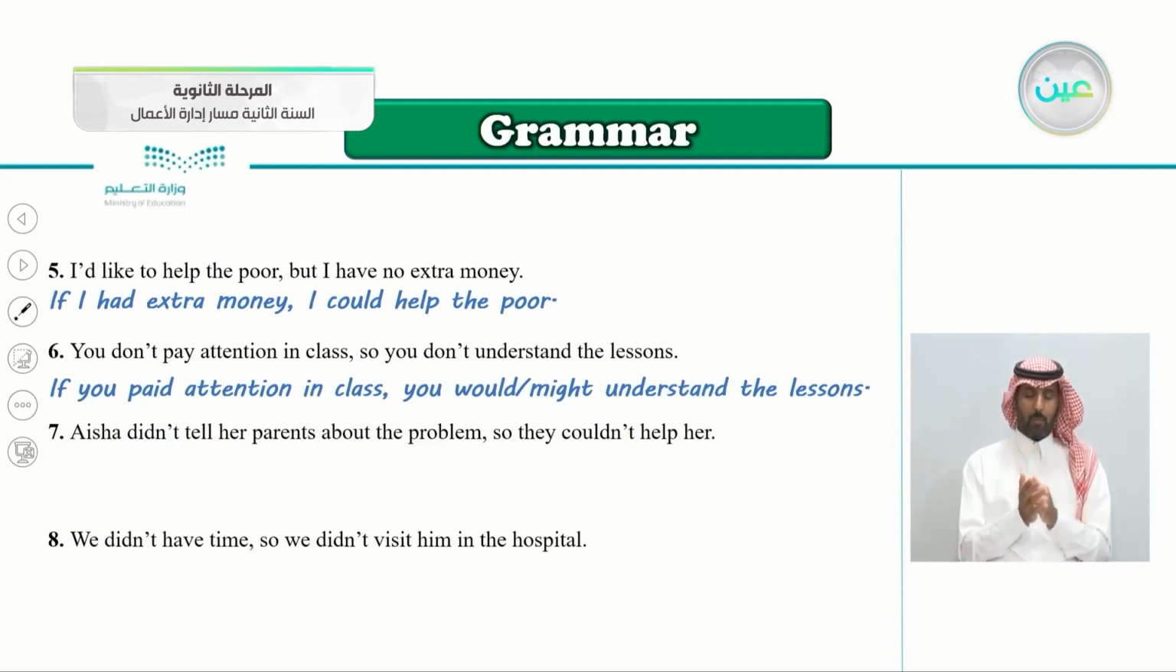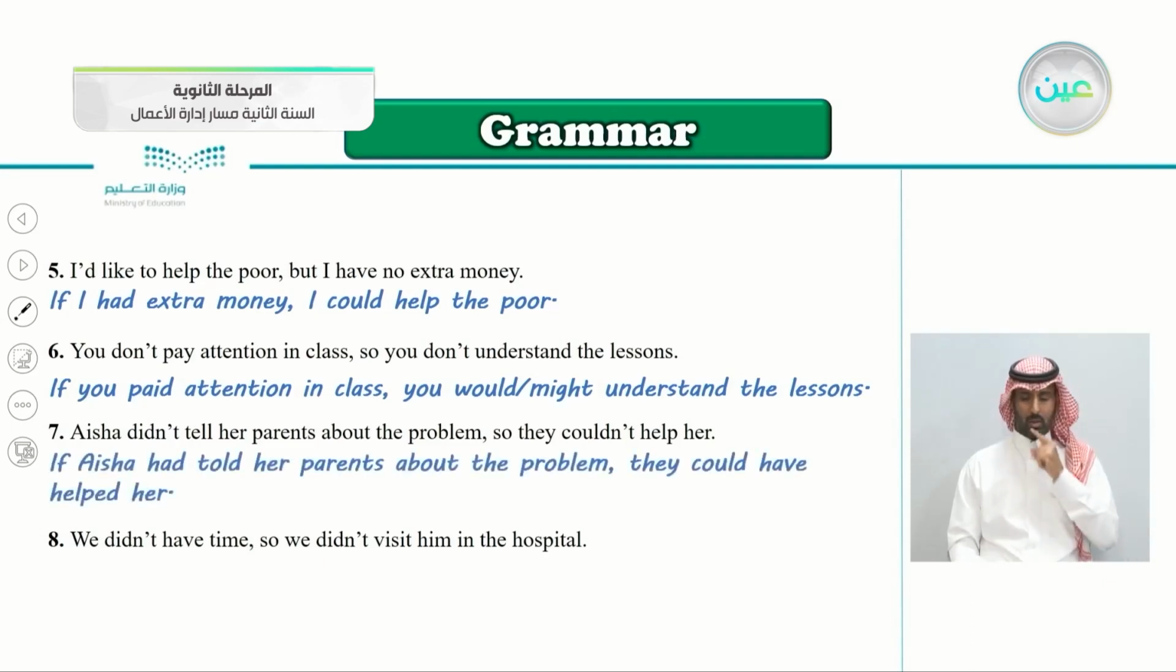Number 7, Aisha didn't tell her parents about the problem, so they couldn't help her. Aisha didn't, past here, tell her parents about the problem. Very good. If Aisha had told, past perfect, her parents about the problem, they could have helped her.